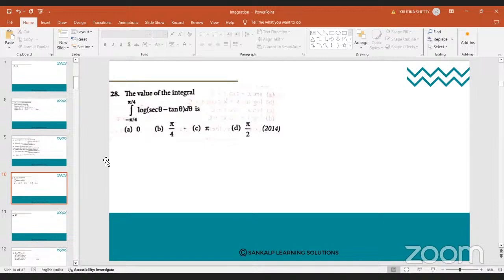See, pay attention, we will discuss the solution for this. So it is the integral from minus pi by 4 to pi by 4 of log of sec theta minus tan theta d theta. First we will make use of the property and then simplify it.